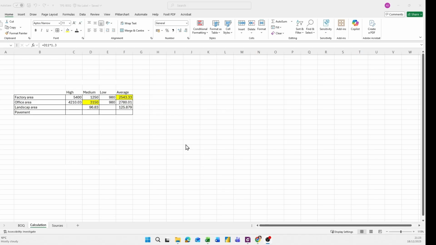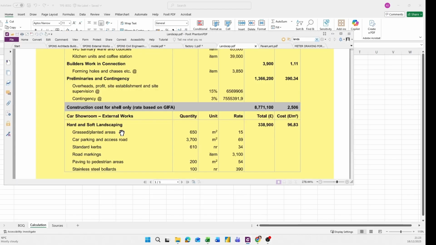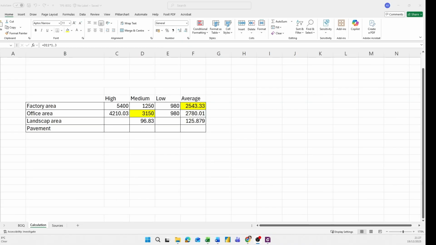I put my price 125.879 because my price from the price book is per square meter 96.83. For the factory building, very high quality landscaping is not required, and very low quality is also not suitable. A medium level of landscaping is acceptable since we don't have detailed information. We assume a standard level of landscaping, not very high and not very low.